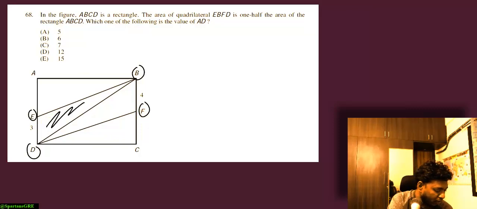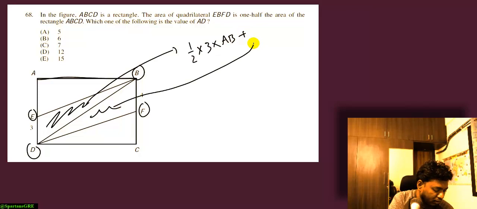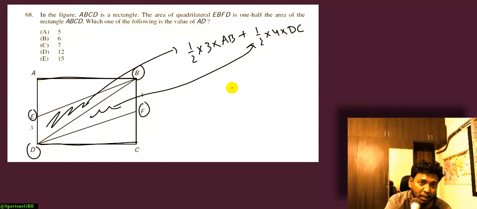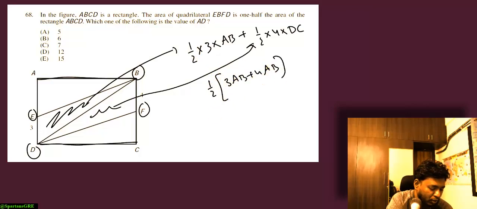Here if you take the area of this triangle, this will be half, base into your height will be this one, AB, plus what is this area? This area will be half, base into your height will be this one, DC. If you see, AB and DC will be equal because it is a rectangle. So you can write it as half. If you take common, it will be 3AB plus 4AB. So the area of this quadrilateral you are getting as half 7AB.